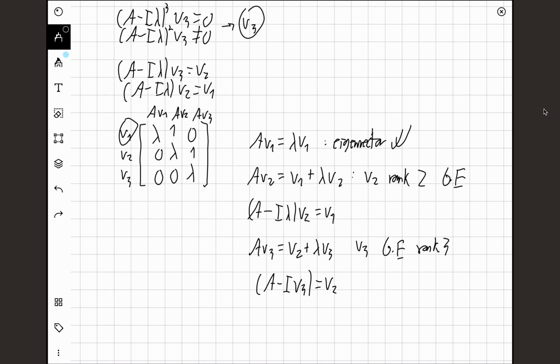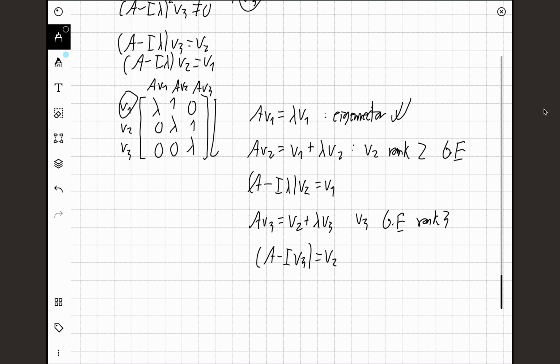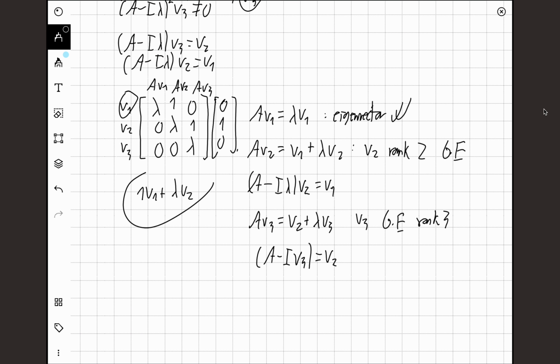Basically, if we look at the vector 1, 0, 0, after multiplying it by all these values over here, we get exactly the vector lambda, 0, 0. So 1, 0, 0 is our specific eigenvector. And then a different vector, for example 0, 1, 0, is a generalized eigenvector, because after multiplying with all these columns, what we get is exactly 1 times v1 plus lambda times v2. So 0, 1, 0 is exactly a generalized eigenvector.